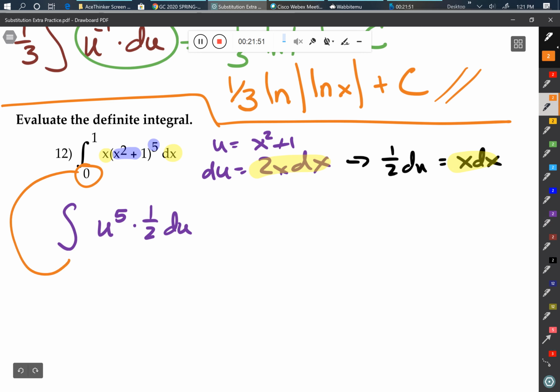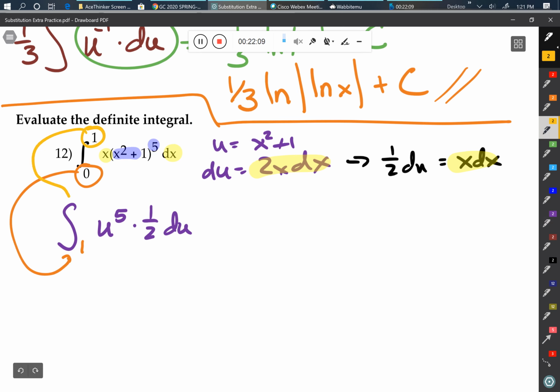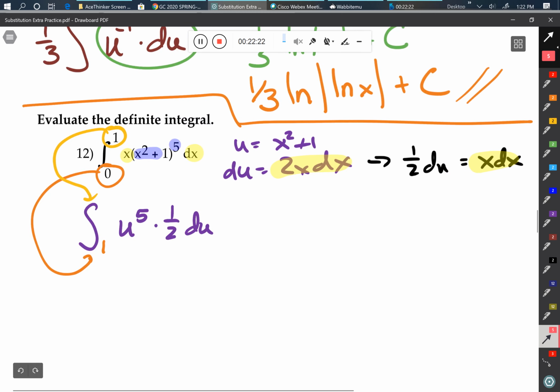What will that new lower limit of integration be? It'll be 1. How am I getting that? I'm taking that and putting it into the statement about u and saying, well, if x is 0, what's u? 0 squared is still 0, plus 1 is 1. Okay? Similarly, for my upper limit of integration, what will that become? Again, I'm putting it into that statement over there and seeing what it works out to be. And it looks like if you perform that substitution there, 1 squared is 1, plus 1 is 2.